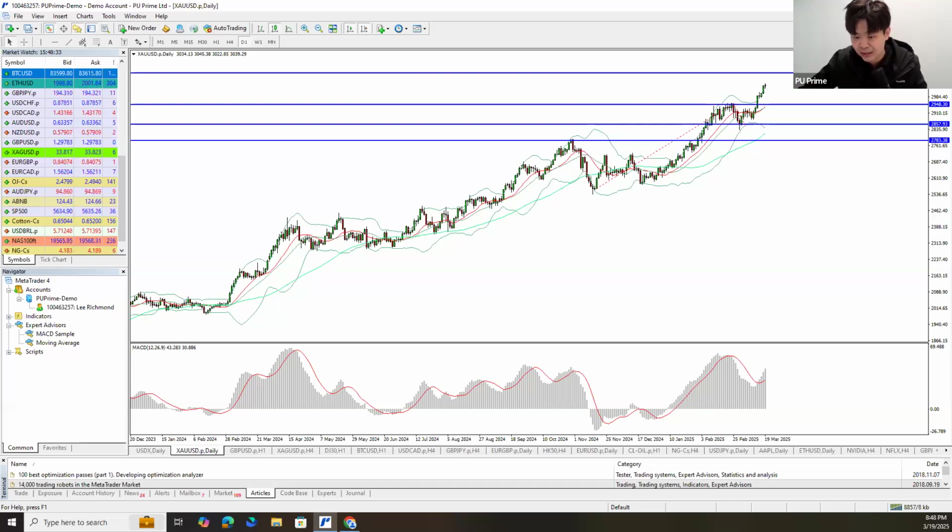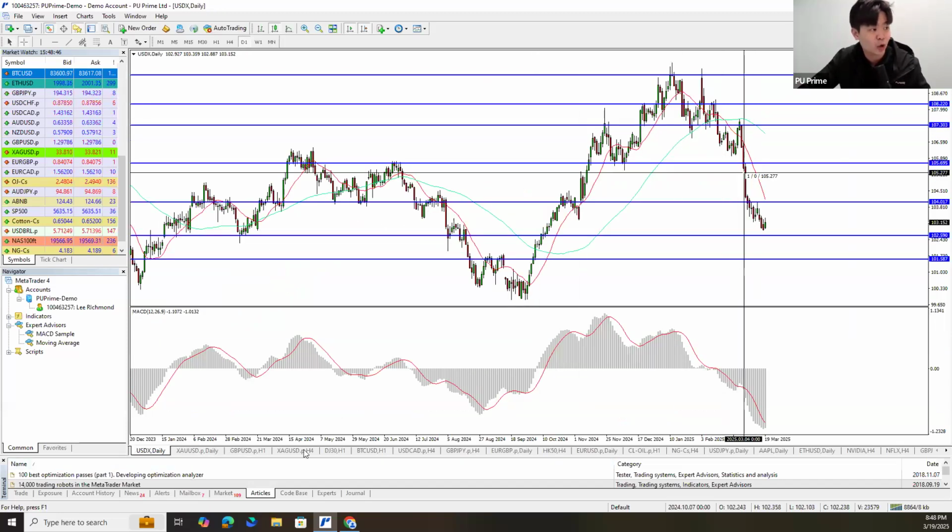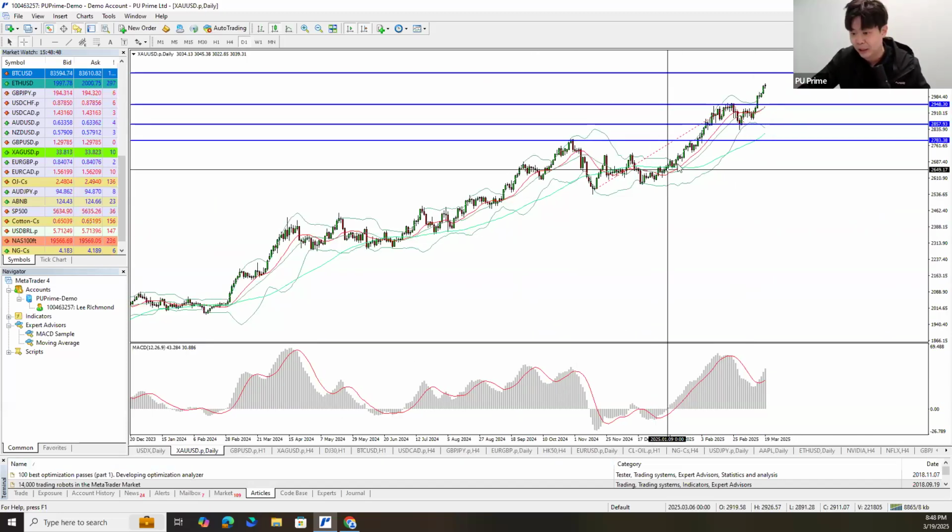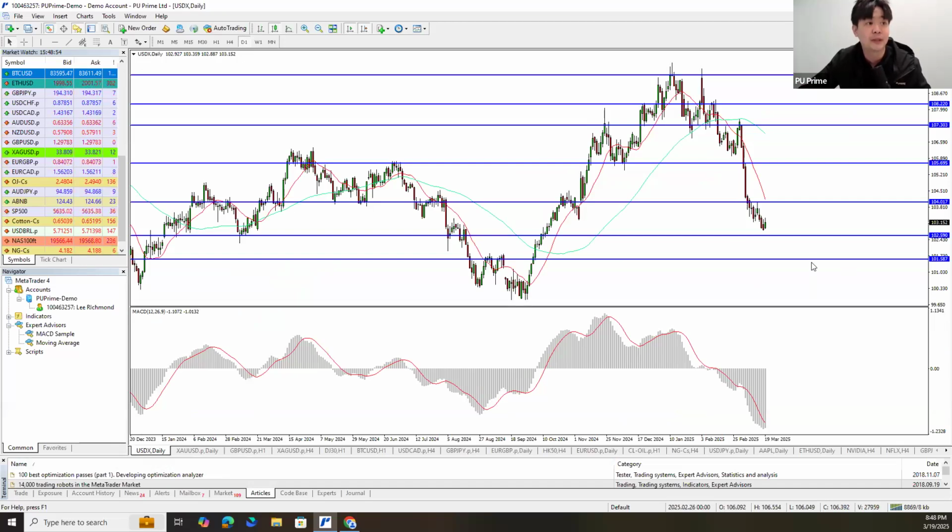And Peter asks, is there a direct correlation between gold and the US dollar? Actually, yes, but it should normally be a negative correlation. So when the dollar goes up, the gold price will go down. When the dollar goes down, like currently, the gold price will go up. Because investors will normally use dollars to buy gold. So when the dollar drops more, when you buy gold, it will be much cheaper. Okay, so I hope I answered your question.